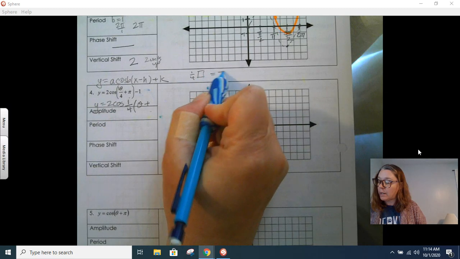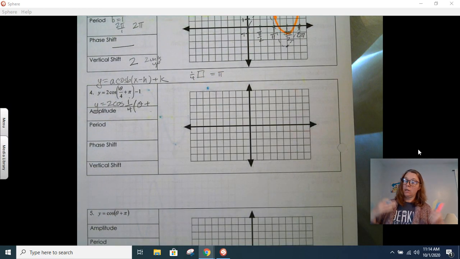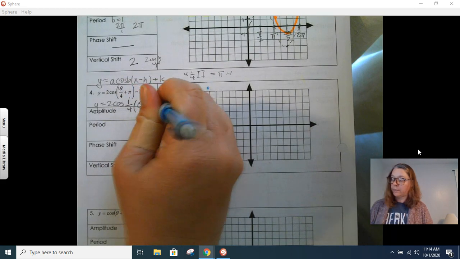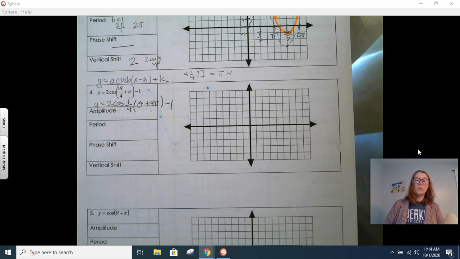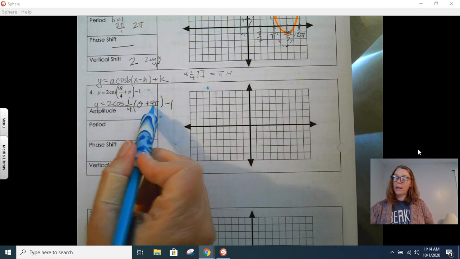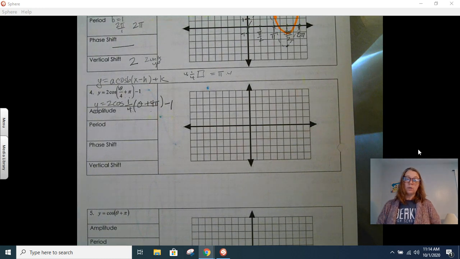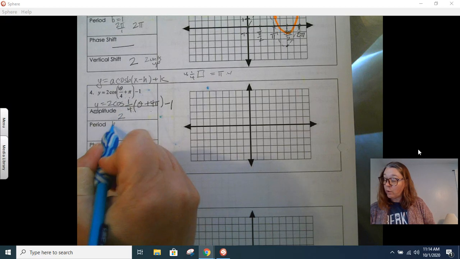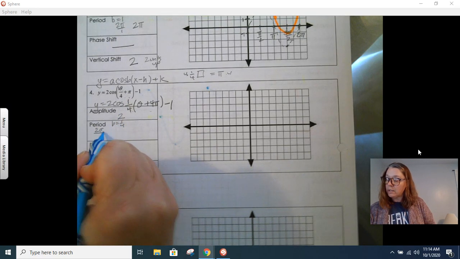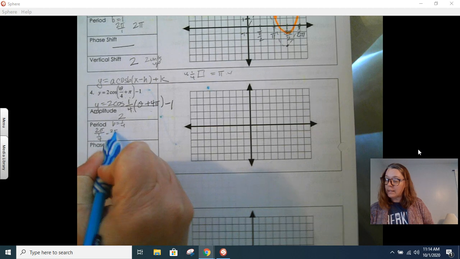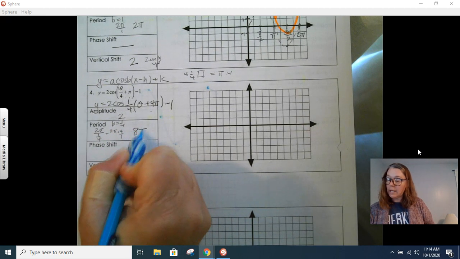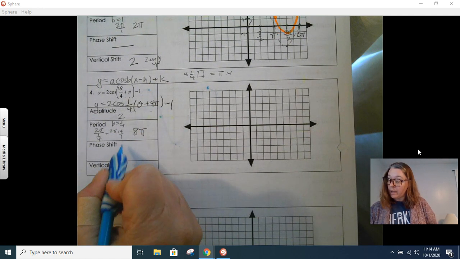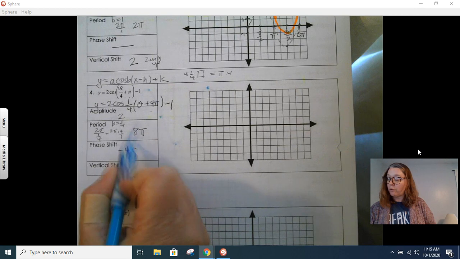1/4 times what is going to get me to pi. You could think in your head, you could even do a quick little solve, multiply by 4. This has to be 4 pi. And then minus 1. When you do that process, it should always be that if you distribute that back out, you end up with what you started. Okay, so now our amplitude is 2. My b value is 1/4, so the period is 2 pi divided by 1/4, which is the same as 2 pi times 4 over 1. So my period is 8 pi. And I have a phase shift. If this is plus 4 pi, then it's negative 4 pi.